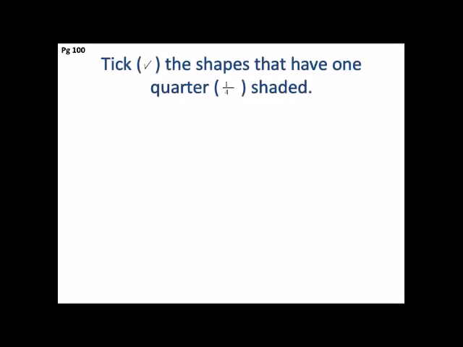Take the shapes that have 1/4 shaded. What does quarter mean? What is the definition of quarter? When a shape or collection is divided into 4 equal parts, it is called a quarter. Now take those shapes which are shaded 1 by 4 and match your answers with the solution. Here are the shapes.